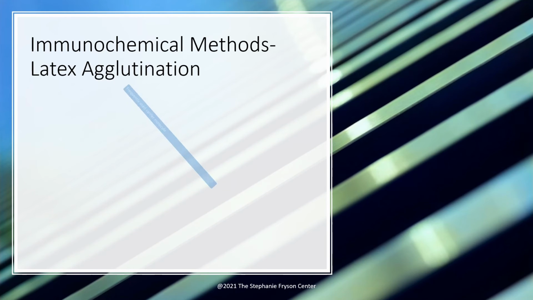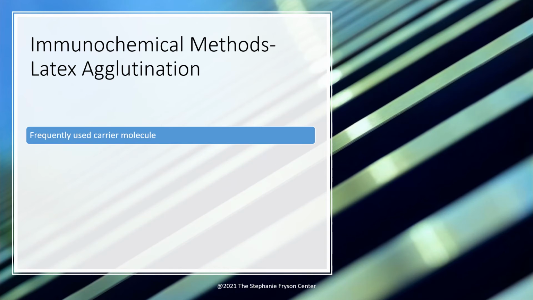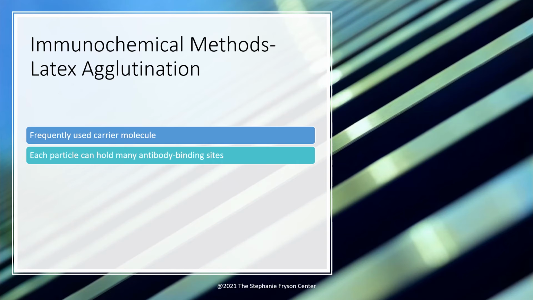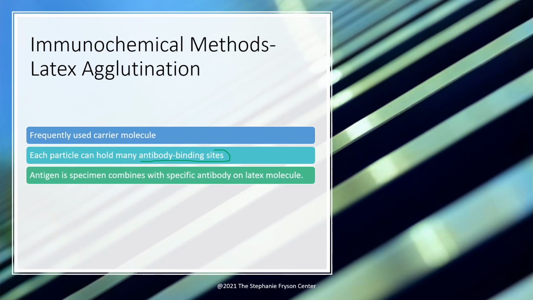Immunochemical methods: latex agglutination, which is very popular, uses a carrier molecule. Each particle can hold tons of antibody binding sites. What happens is the antigen is in the specimen. It combines with the specific antibody on that molecule. So this molecule is a carrier for that antibody.